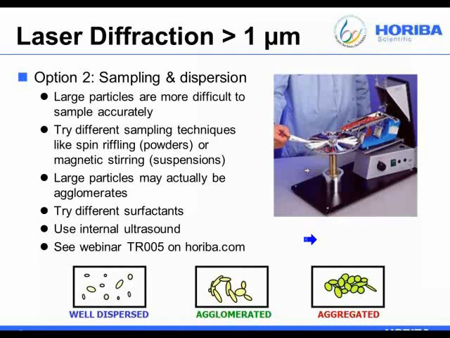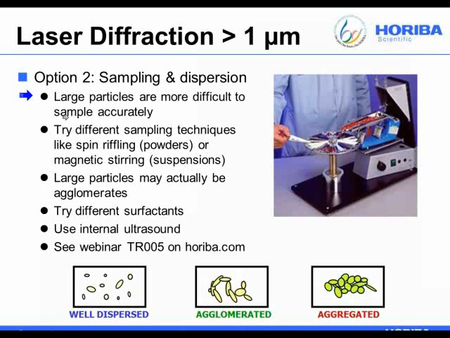A second option, if you don't have a microscope or a static image analyzer handy, is to test the sampling and dispersion. Large particles are generally much more difficult to sample accurately than smaller particles. So again, if you get a distribution out of your laser diffraction analyzer that doesn't seem to have enough large particles, it could be just that your sampling needs a bit of tweaking. Very often, again, you're very busy in the lab. You need to get something done quickly.